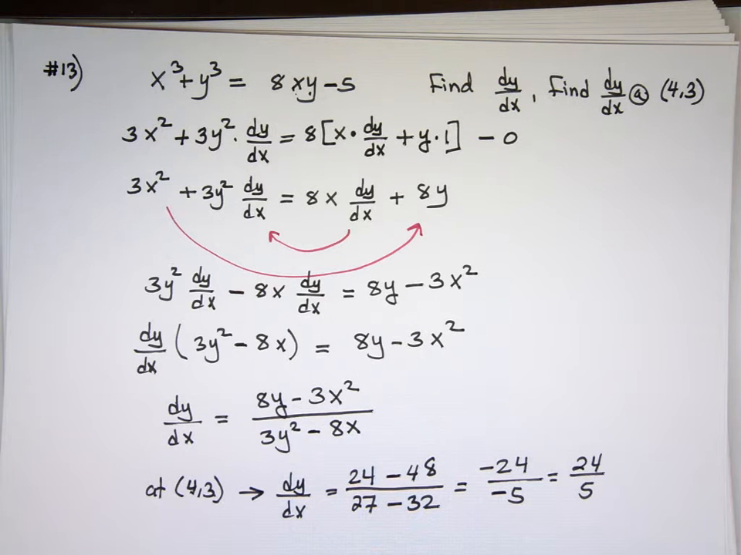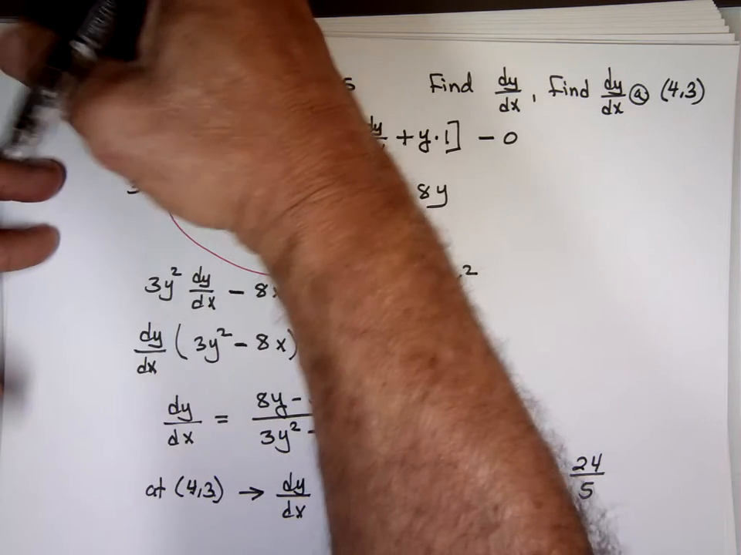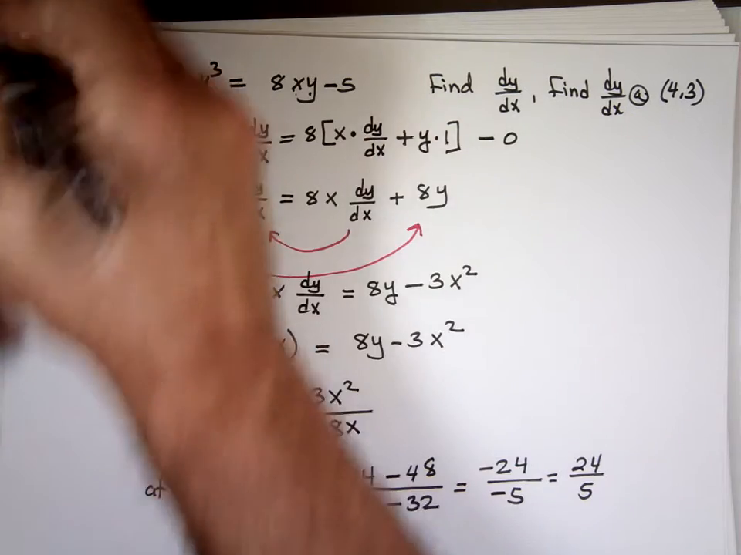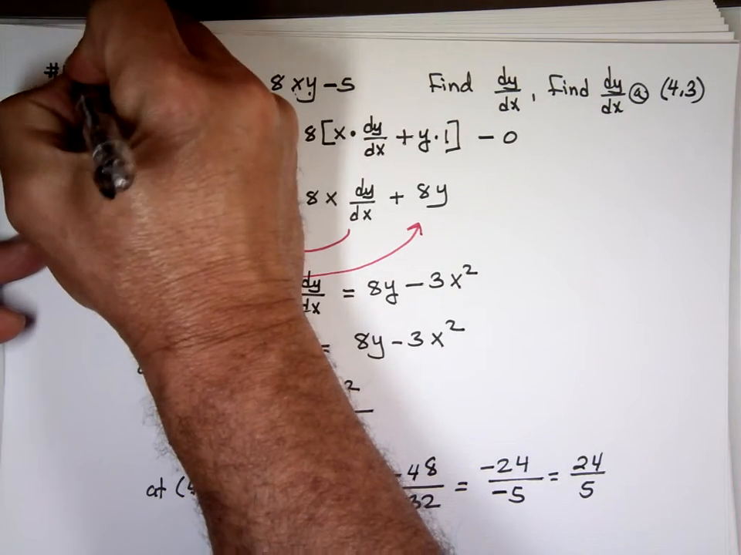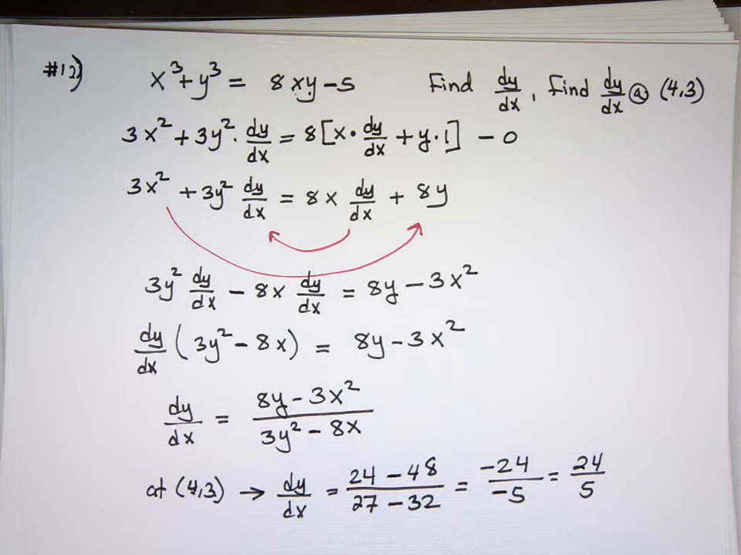Wait a minute. Uh-oh. That was 12. Sorry, I'll number that 12. I thought it was 13. Okay, here comes 13 now then.